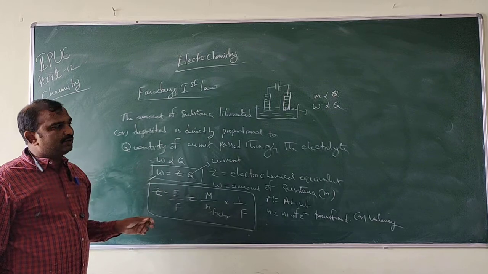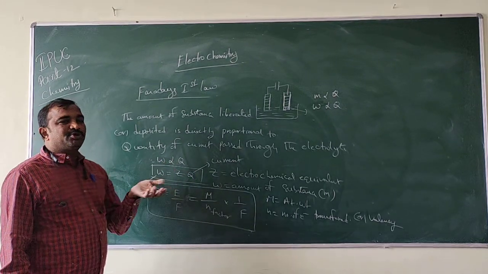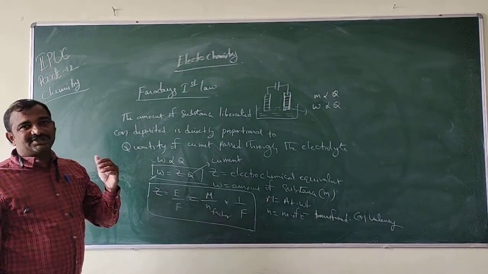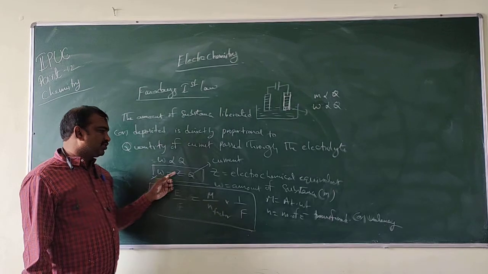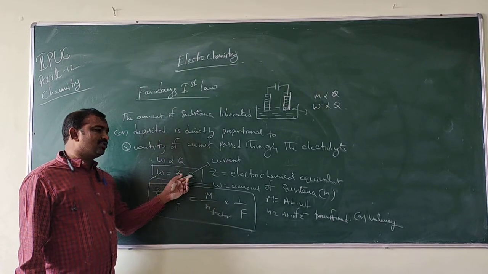W is directly proportional to Q. That means if more quantity of current is passed, more amount of substance is liberated. Less amount of current is passed, less amount of substance is liberated. So W is equal to Z Q, using this Z as the proportionality constant. W is equal to ZQ.